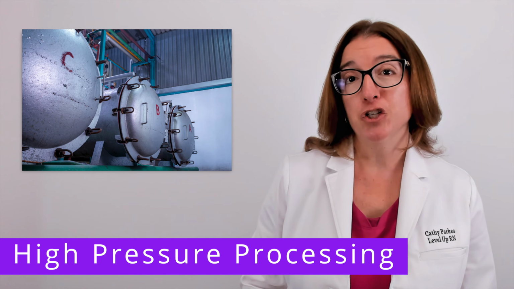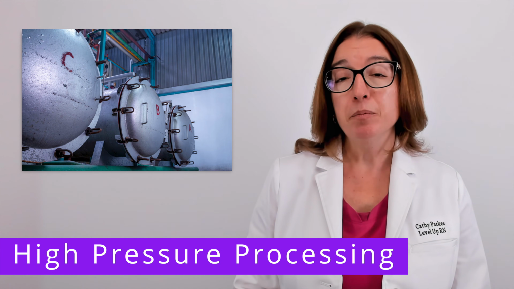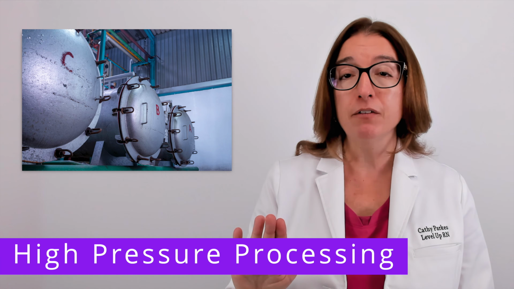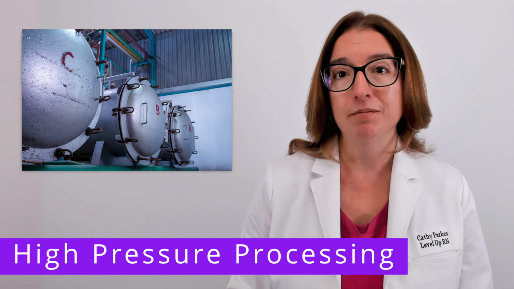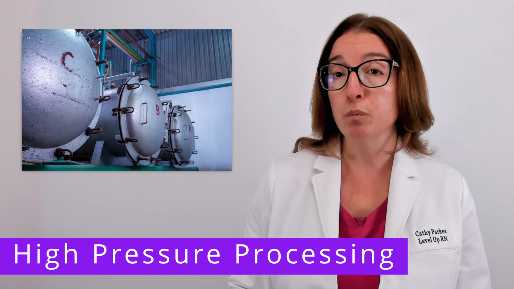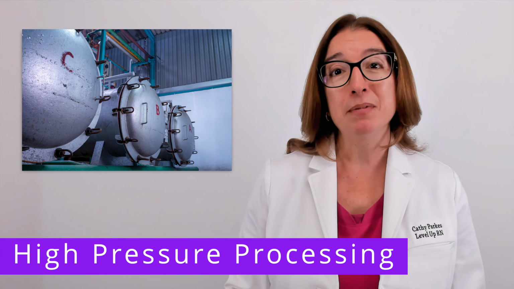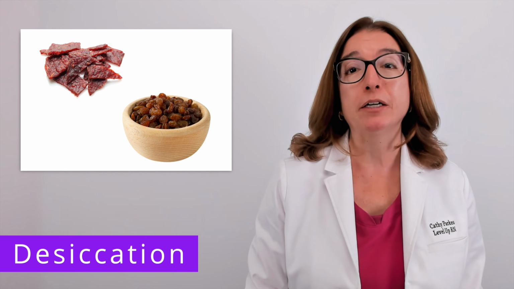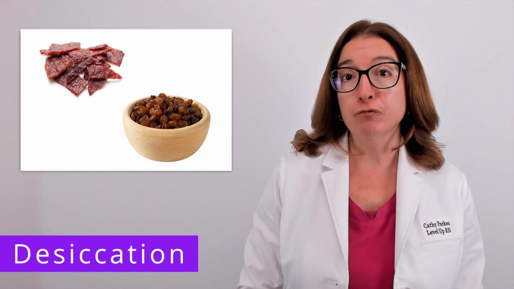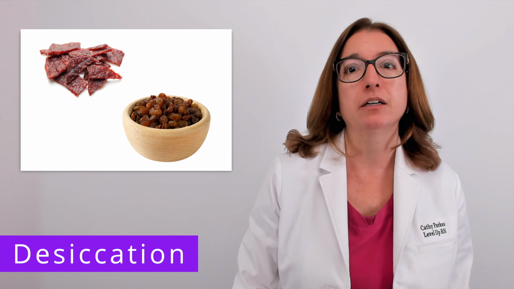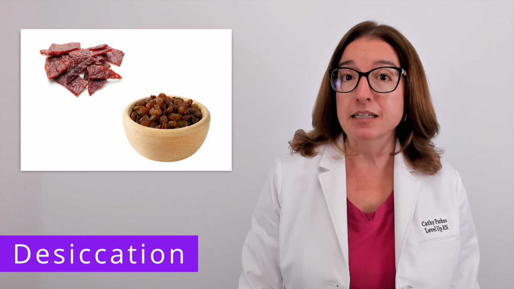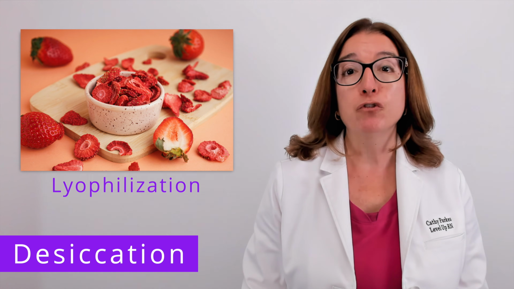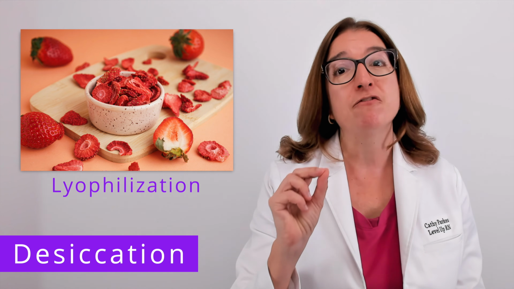Next, let's talk about high pressure as a means of microbial control. High pressure is frequently used to kill microbes in food products in order to extend the shelf life of the product while still maintaining food quality. Examples of food products that use this food preservation method include juice, meat, and baby food. Desiccation is the use of drying or dehydration to control microbial growth. This method is used to preserve foods such as jerky and dried fruits like raisins. One specific method of desiccation is lyophilization, which is commonly known as freeze drying. This is where a food product is frozen and then placed in a vacuum.